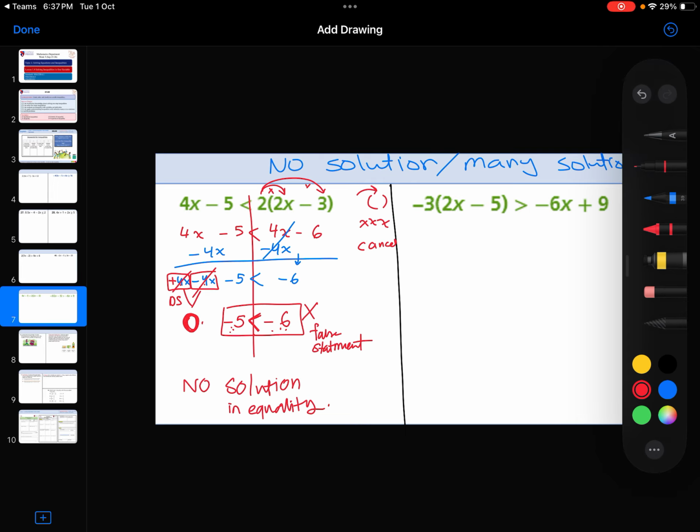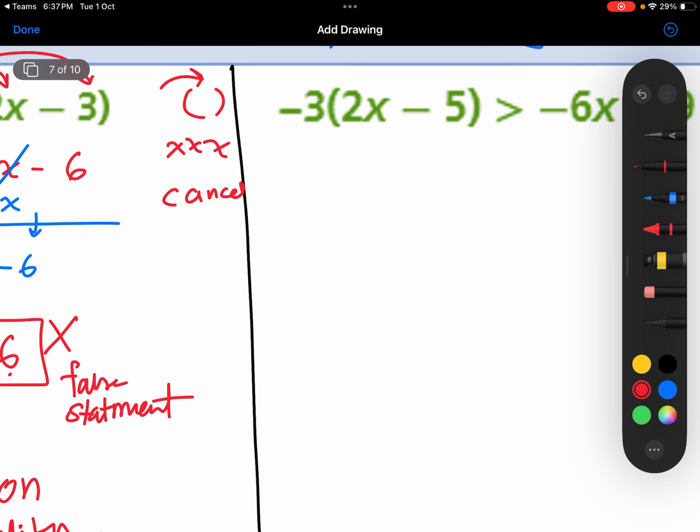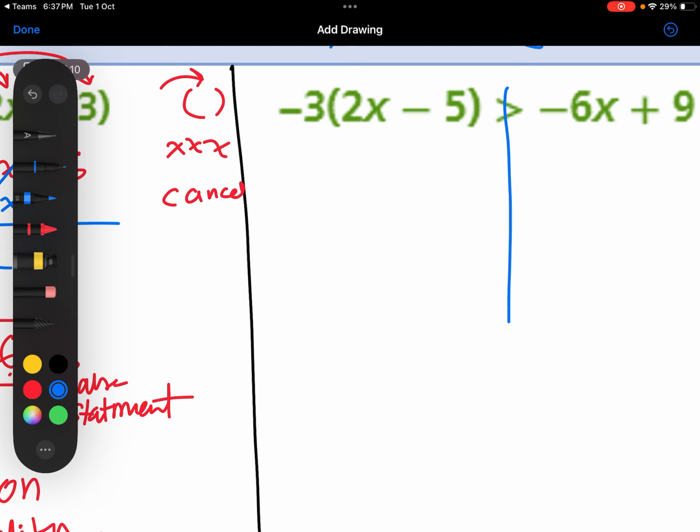Let's see the many solution inequality. How is it different than that? Let's see. So again, I'm gonna split my inequality. Distribute first. Negative 3 times 2 is negative 6x. Negative 3 times negative 5. 3 times 5 is 15. Negative times negative will give me a positive answer.